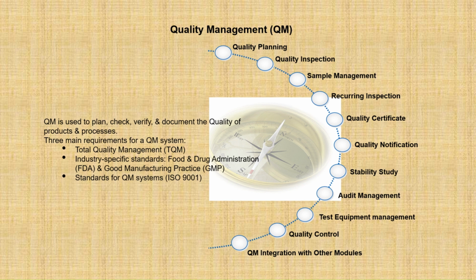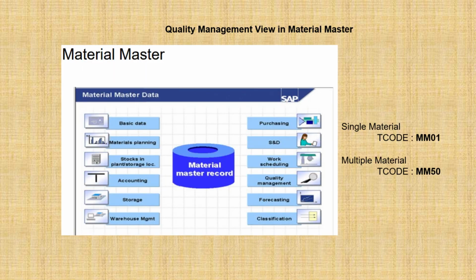Let me give you the brief of what all things are covered in QM as a part of it. It plays a very important role because we are actually checking the quality of the material. Whatever we are testing is the material. Even if we are doing the inspection for the equipments, we sometimes call it a material also.